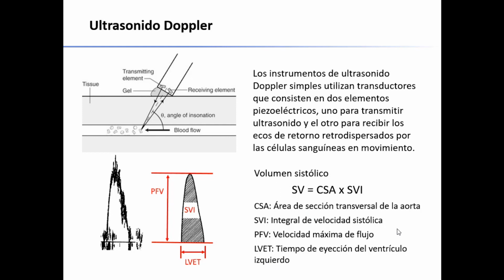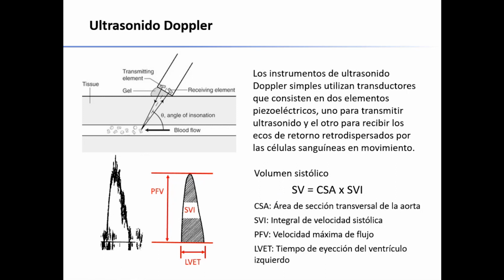Another method quite often used is Doppler velocimetry or ultrasound. Here you have a probe which has a transmitting and a receiving element, and based on the velocity of the blood flow, you get a signal very much like this one here. And then you can put a curve around the signal and determine the so-called systemic velocity integral. Now, this area under the curve times the cross-sectional area of the aorta gives you stroke volume.